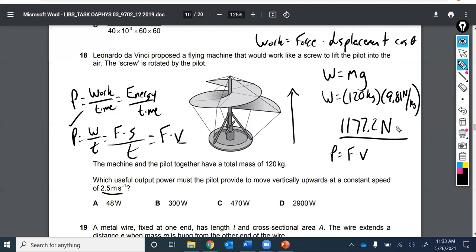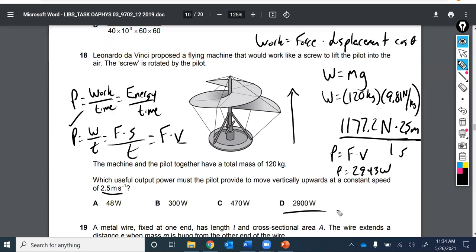And so it's kind of like newton meters per 1 second, right? So a newton meter is a joule per second is a watt. So the units always work out. And so this is your path to the solution. You get a power of 2943 watts, which is about 2,900 watts.